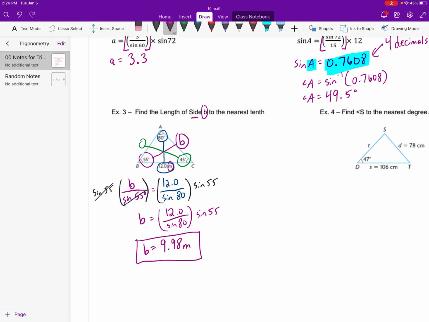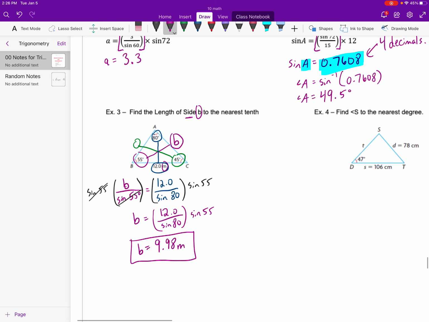So it's 9.98 meters. Fun fact, a larger angle produces a larger side. So notice that 80 degrees right here is a larger angle than 55. So angle A and side A are larger, and side B is a little smaller. It's only 9.98 meters.